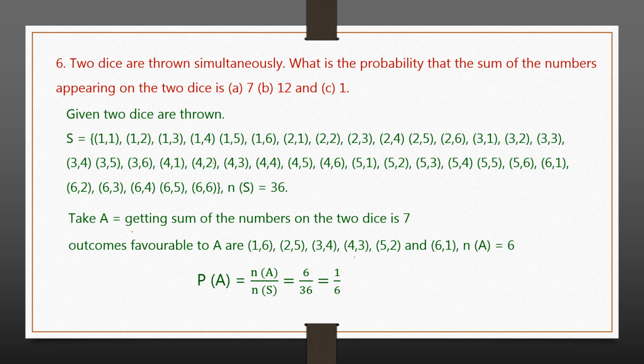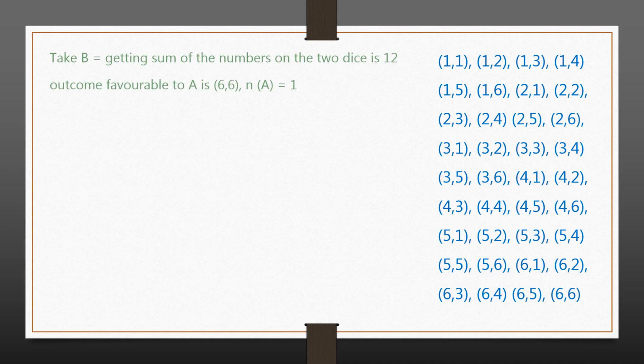Now, next we will find the probability of getting the sum equal to 12. Now, take B as getting the sum of the numbers on the two dice is 12. Very clear. The sum of two numbers is 12 only in the case of one outcome, that is 6 6. The outcome favorable to B is 6 6. So n of B is equal to 1, that is only one outcome is favorable to B. Therefore, P of B is n of B by n of S, that is 1 by 36.